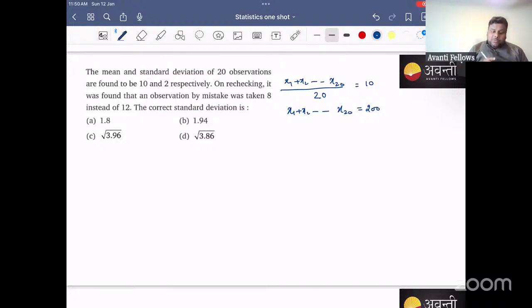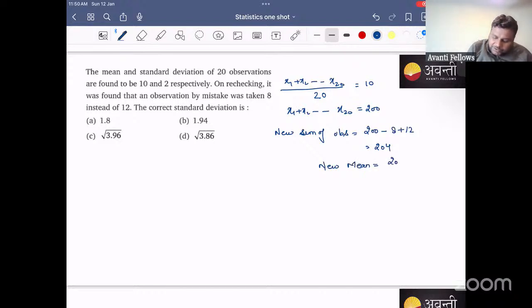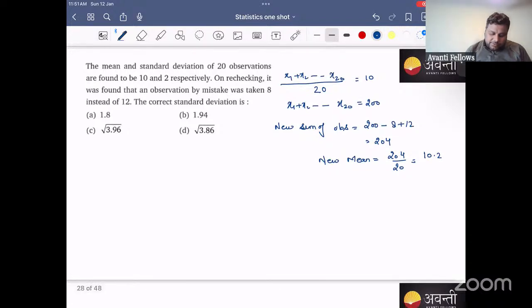Now, one observation was taken 8 instead of 12. Means you were supposed to take it 12, but you took it 8. So the new sum of observations should be 200 minus 8 plus 12. That is 204. So the new mean is what? New mean is 204 upon 20. That is 10.2. Now you are looking for the standard deviation.